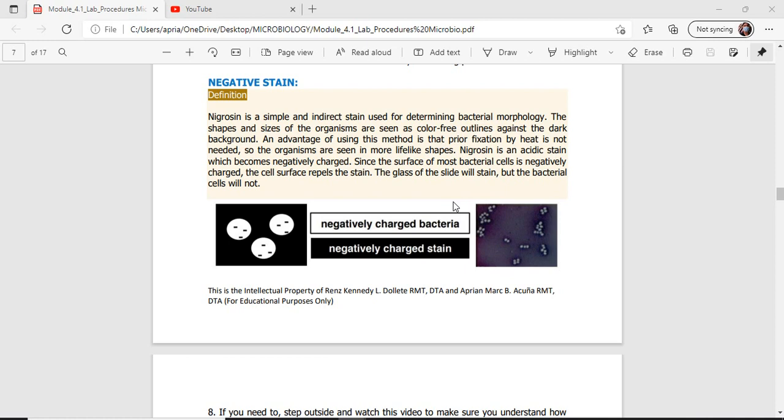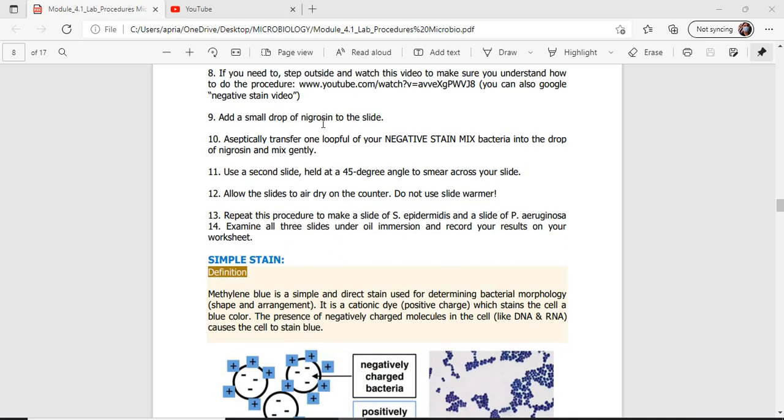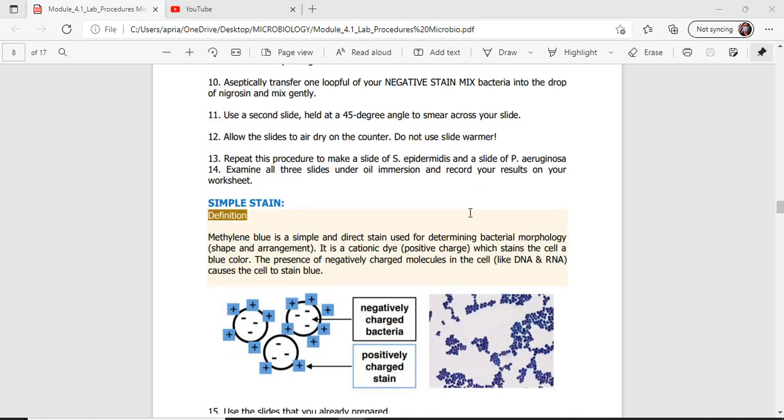Okay, if you need to step outside and watch this video, we have here a link sa ating video. And then add a small drop of your nigrosin to the slide. Aseptically transfer a loop full of your bacteria. Mix bacteria into the drop of nigrosin and mix gently. Use a second slide held at a 45-degree angle to smear across your slide. Okay, this is what you call your smearing.